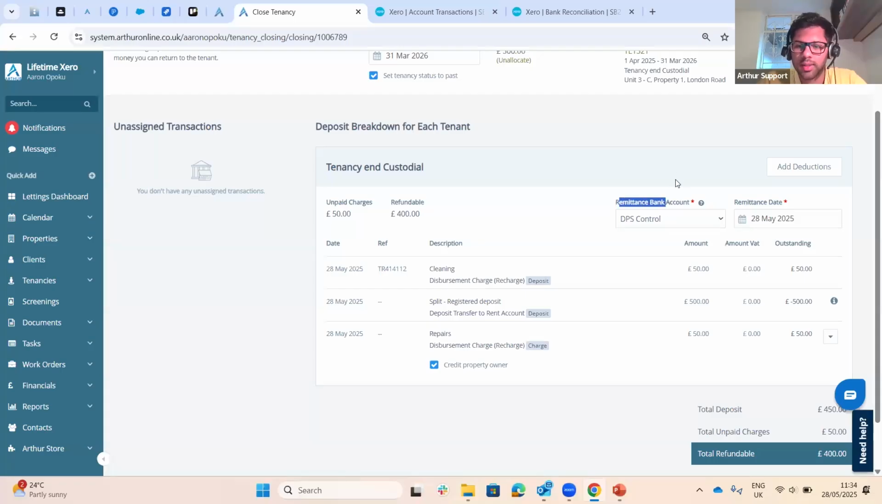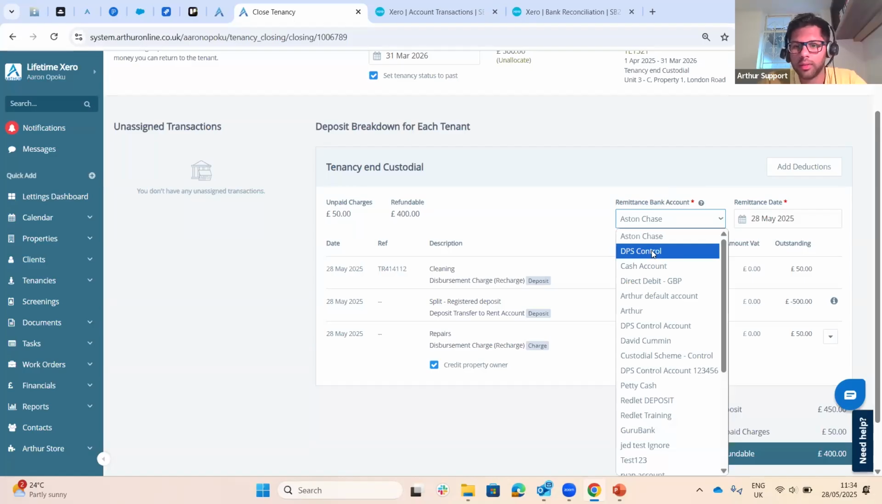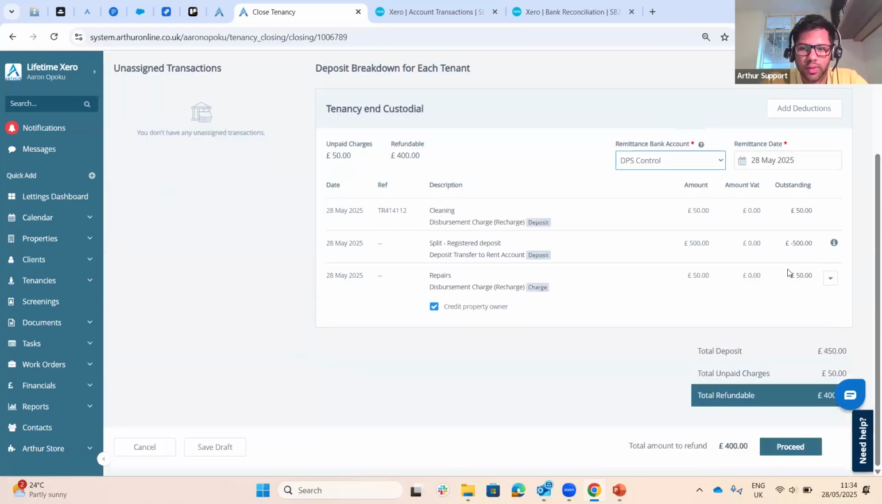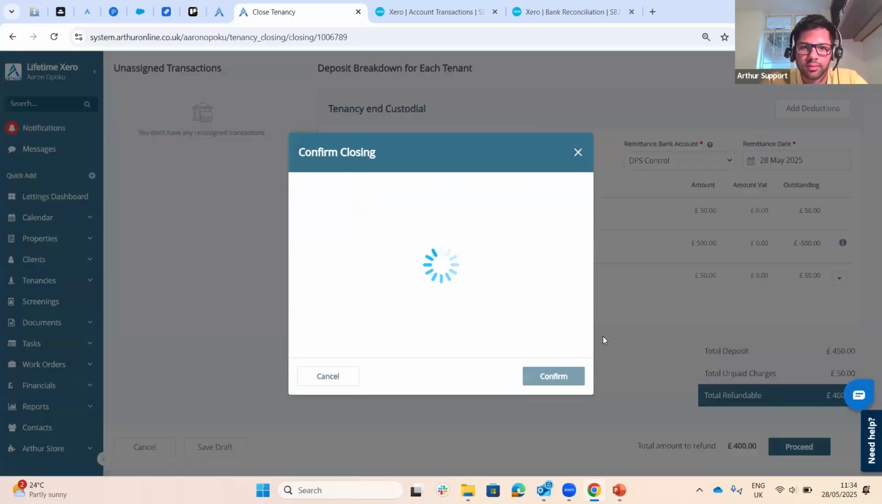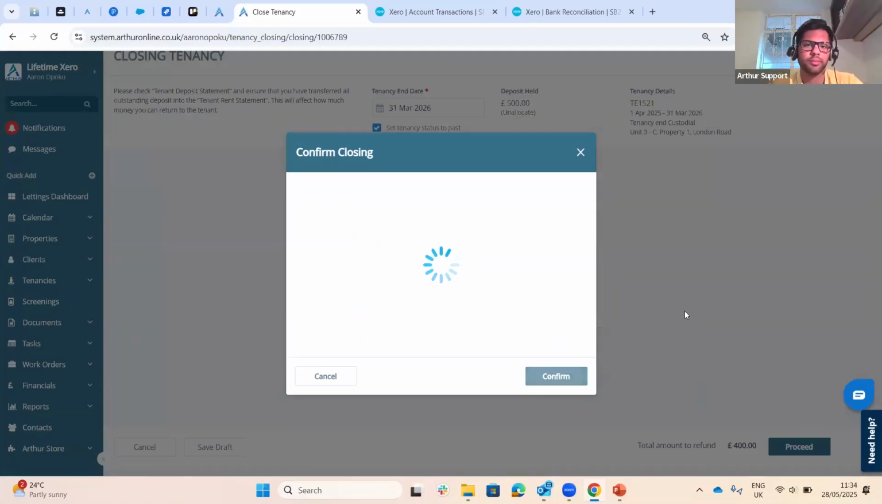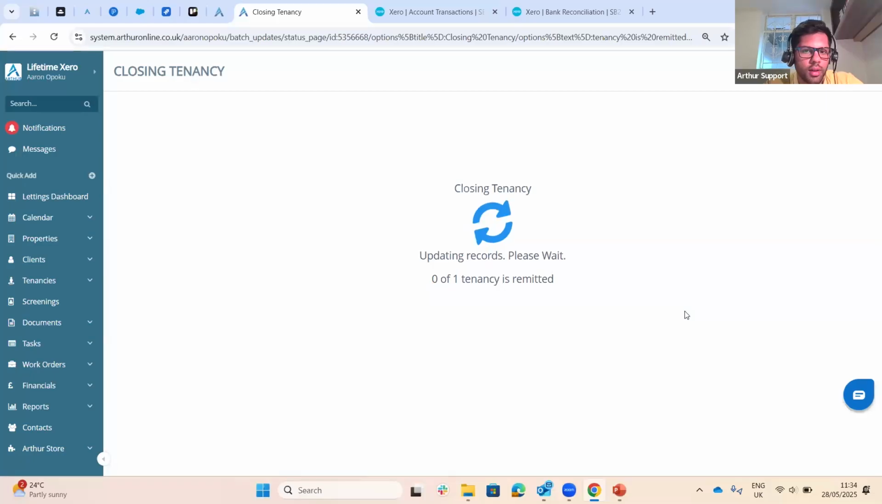So that's a very important step, because if you leave it as your own bank account, that will misstate your bank balance, because it will create a payment of 400 leaving your bank. So it's important you change it to DPS control, because the DPS is refunding the money directly to the tenant for the custodial scheme. So go ahead and press proceed. And then you stop your rents, recurrings, and make the unit available and press confirm. So once this is done, we'll look at the different statements.